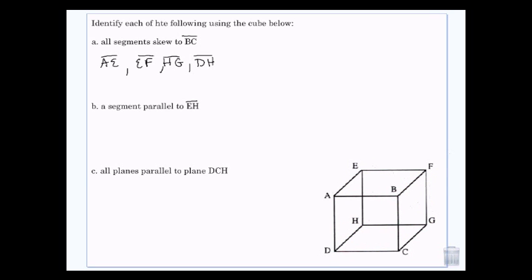All right, if we come back now, we say a segment parallel to EH. So if I'm looking at EH, I'm looking for all of the segments that run in the same direction. So we have AD, BC, and FG. Okay. Any questions about that one?